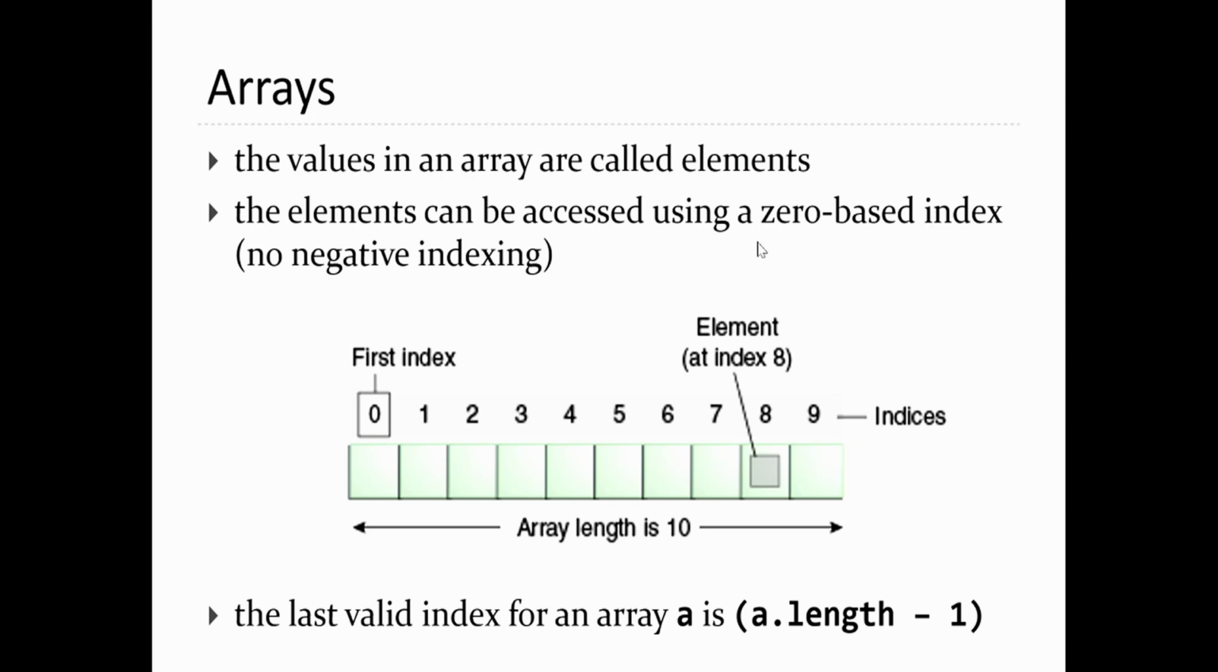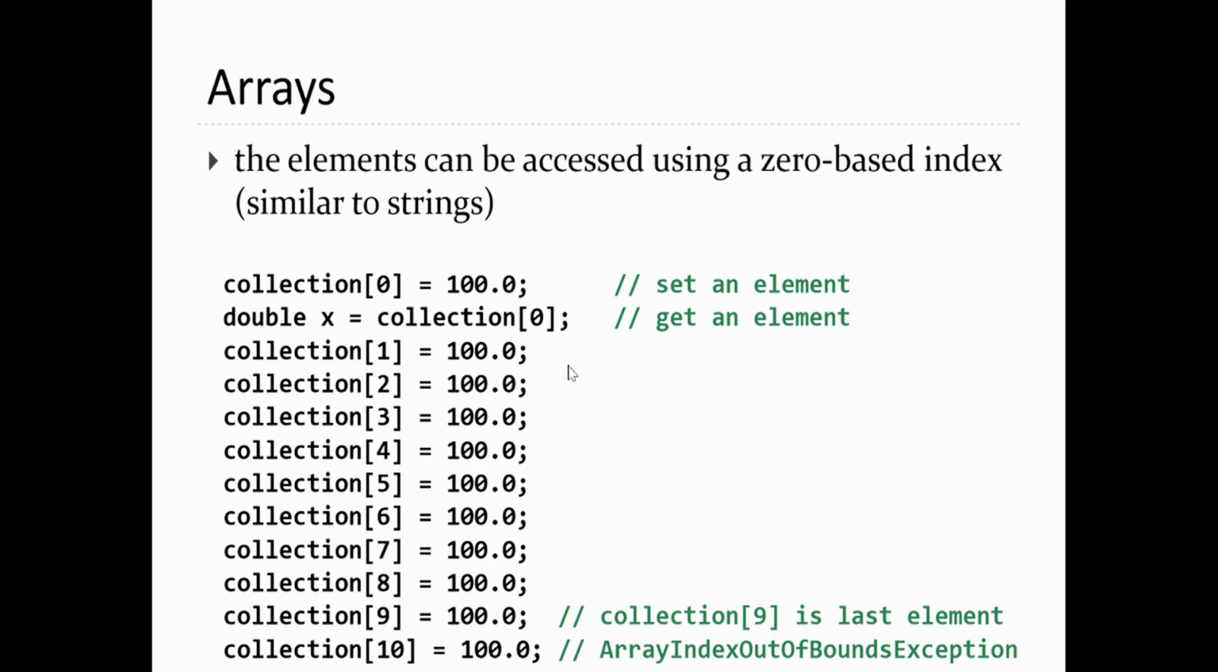Okay, the values in the array are called elements, which you should have been taught in Python. The elements are indexed using a zero-based index, just like Python. No negative indexing. The last index of the array is always the length of the array minus 1. Just like in Python, you use the square brackets and an index to access an individual element. So collection[0] equals 100 puts the value 100 into the first element of the array. If I want the first element of the array, it's just collection[0].